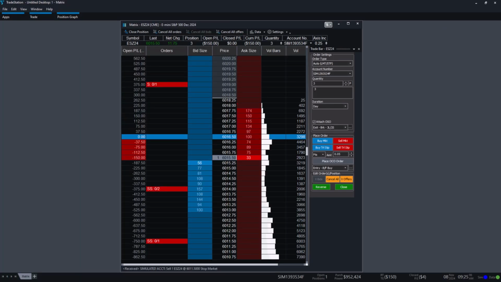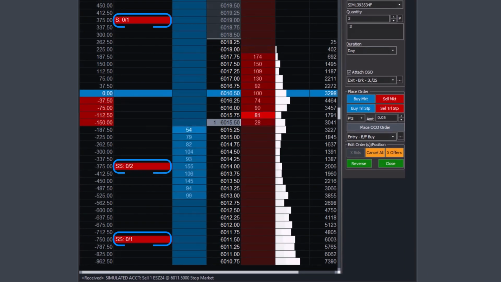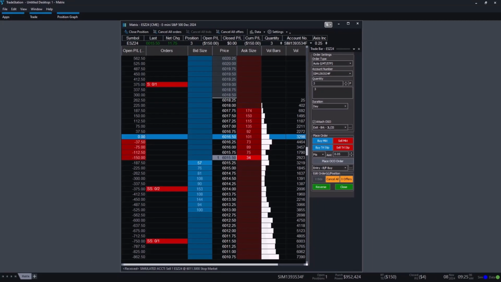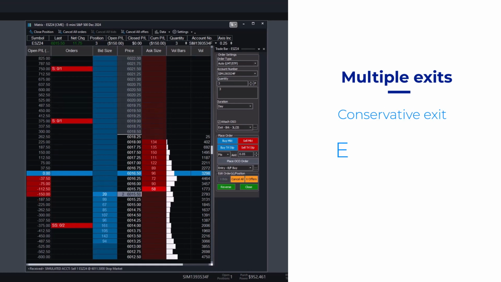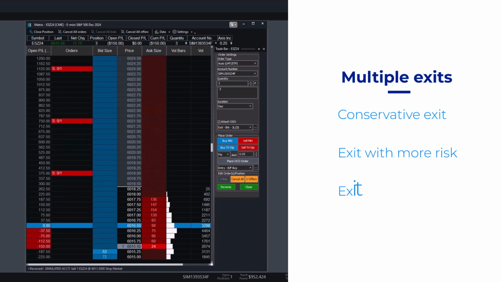One way to manage this is by setting up trades that let you exit portions of your position as different price levels are reached. This approach allows for multiple exits, one conservative, another with a bit more risk, and a final exit at a level you believe could be the top or bottom.